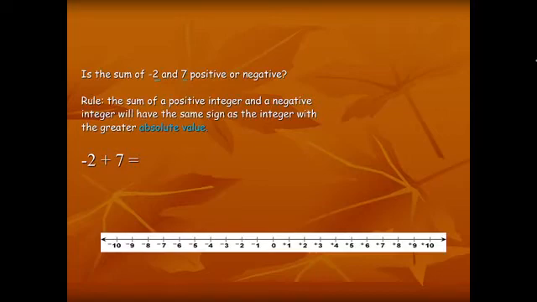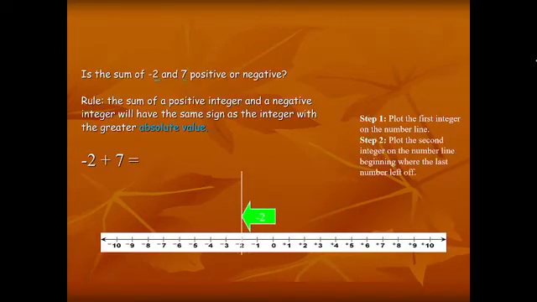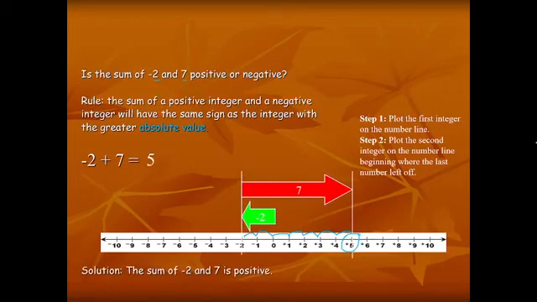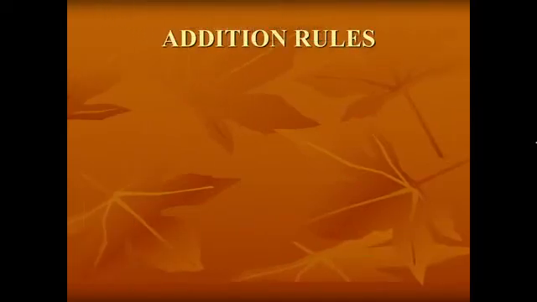Okay, let's go. Let's start with negative 2. So I'm going to plot the first integer, that's negative 2. Then you plot the second integer. You have it there. That's 1, 2, 3, 4, 5, 6, 7. So where did I stop? I stopped at positive 5. Okay? Now, this will be now our addition rules.